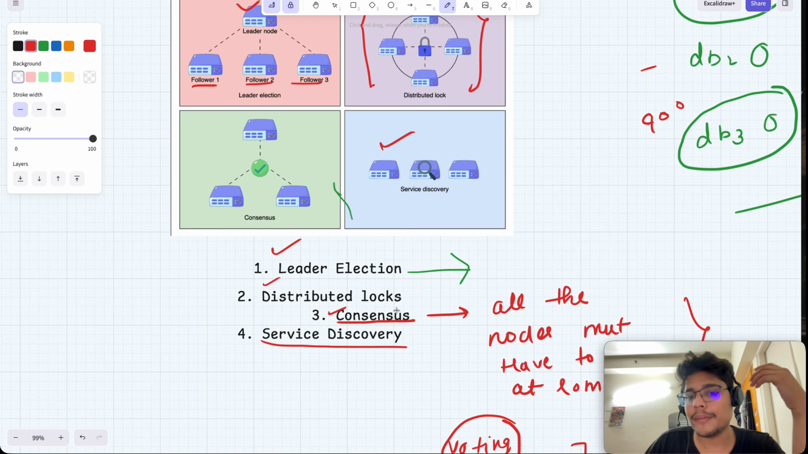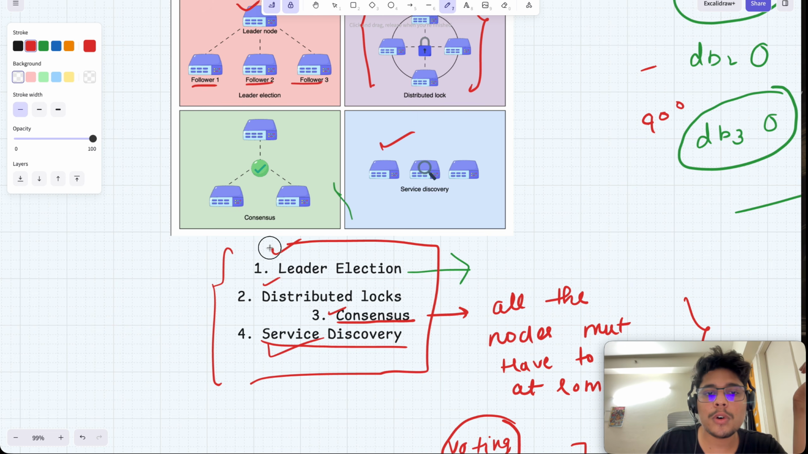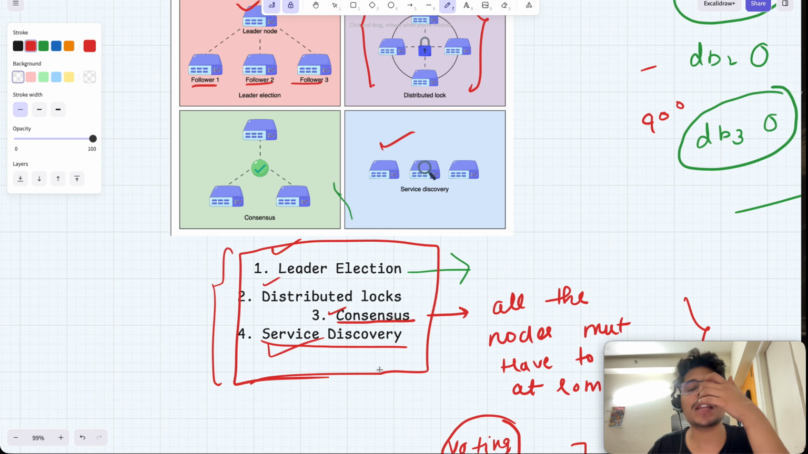Consensus is like every server must mutually agree on the data we have. Service discovery is like discovering the servers and their IPs and all that. So these are the four major parts when you are describing and defining a distributed system.